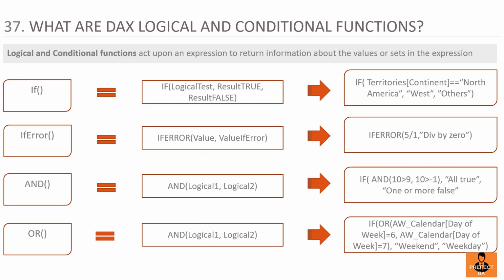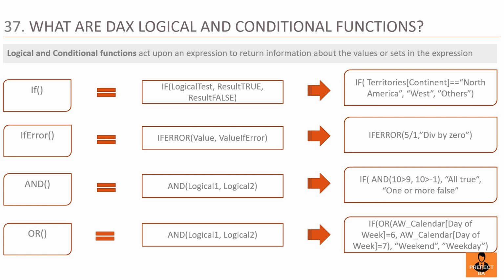Question number 37. What are DAX logical and conditional functions in Power BI? Logical and conditional functions act upon an expression to return information about the values or sets in the expression. First one, IF function. Checks if a given condition is met and returns one value if the condition is true and another value if the condition is false. In the example, if the continent column in the territories table is North America, then it will return West, else others.